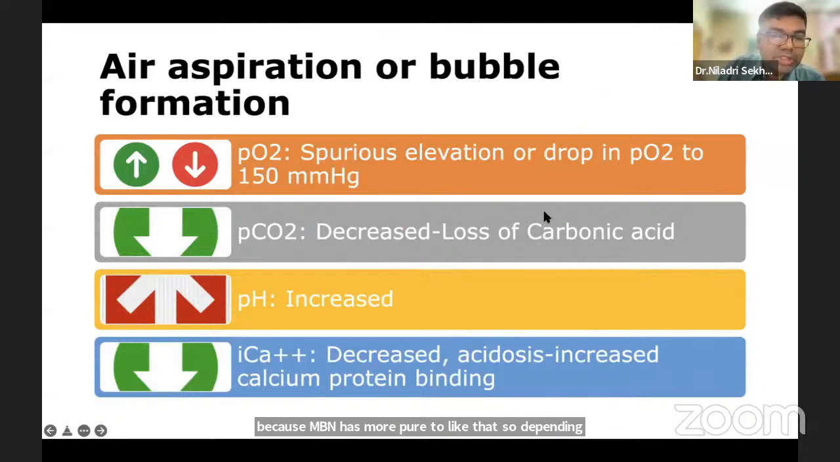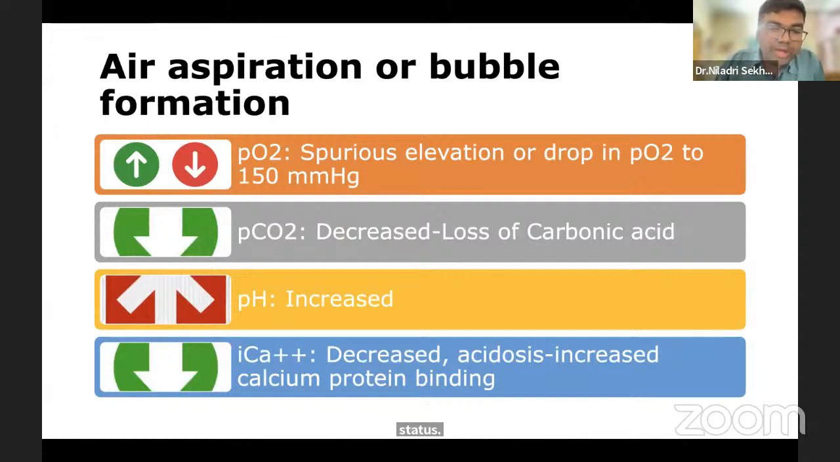Another important thing is the PCO2 part, what we have discussed. PCO2 will always be reduced. And because the PCO2 is reducing, pH will be higher. And as you know, the calcium part depends on the acid-base status. If the patient is alkalotic, obviously the calcium protein binding will be increased, so the ionized calcium might get decreased. So these are the important things you should know.